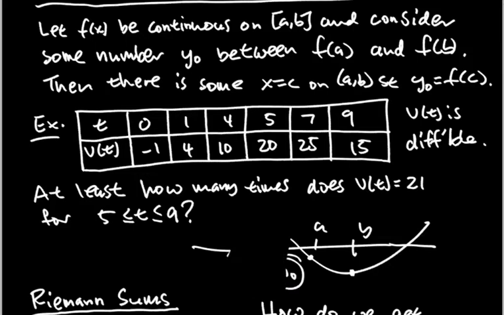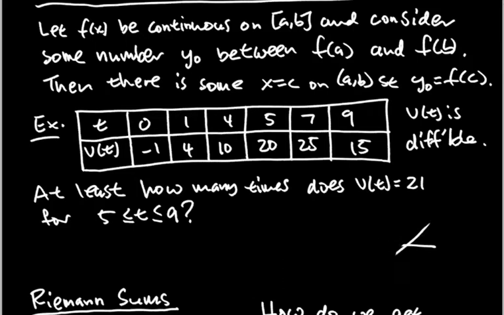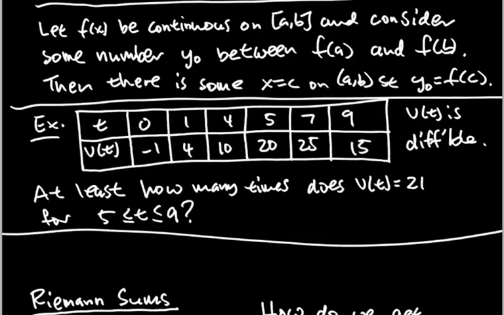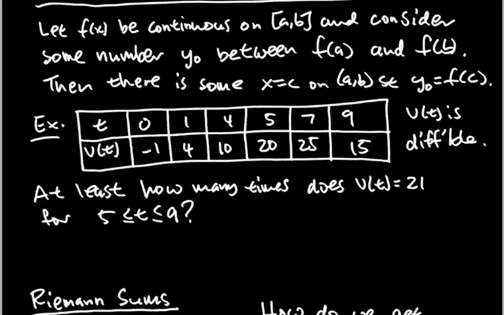So let's use that idea over here on this problem. I got a table. It has velocity and time. Let's just say that v of t is a differentiable function. Then that tells us a few things. First, it's differentiable, and second, it is continuous, because differentiability implies continuity, right? Versus continuity doesn't necessarily imply differentiability.